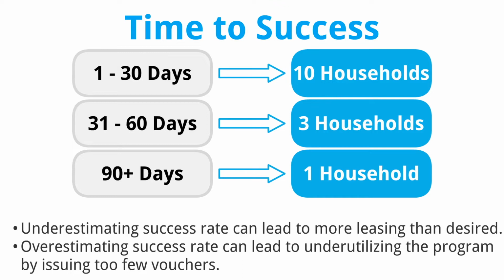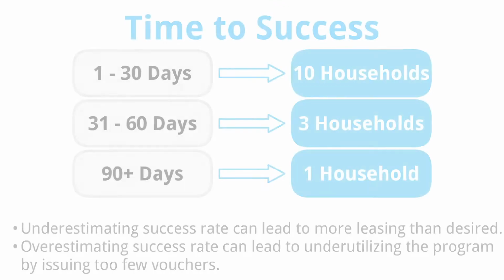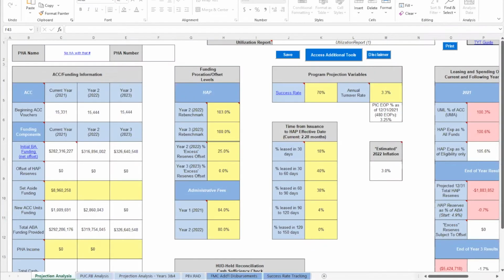When analyzing the data, it is important to look at only those vouchers issued that have either leased or the voucher has been relinquished. In other words, the PHA knows the result of all of the issuances in an issuance cohort. The two-year tool allows PHA staff to factor in these variables to more accurately project leasing and spending. The PHA can further analyze and track the leasing cycle by accessing 2 supplemental tools available within the two-year tool. Let's take a look.